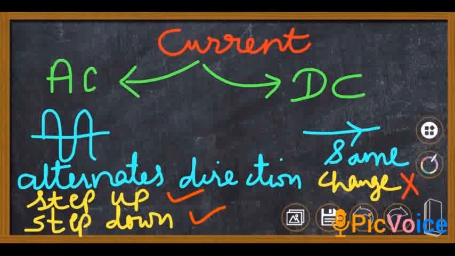Whereas in case of DC, you cannot change the voltage. Whatever voltage, suppose 11 kV you are generating DC, then you have to supply at 11 kV only, and over there the consumer also will get 11 kV only. You cannot change it. But here in AC, you can change it.